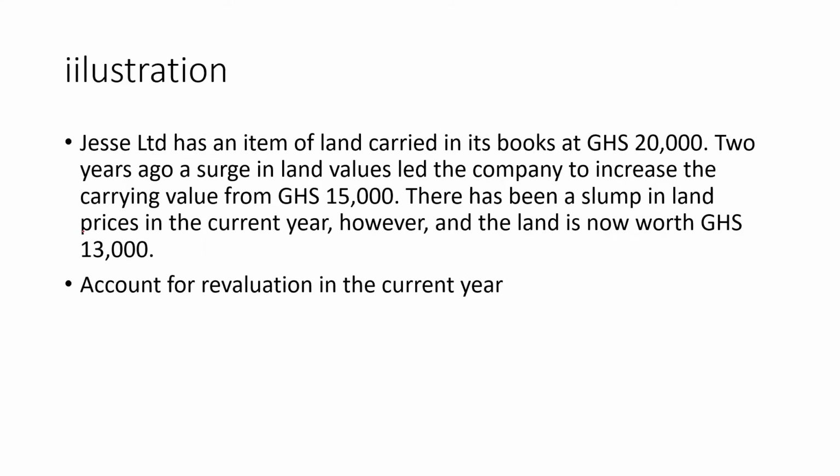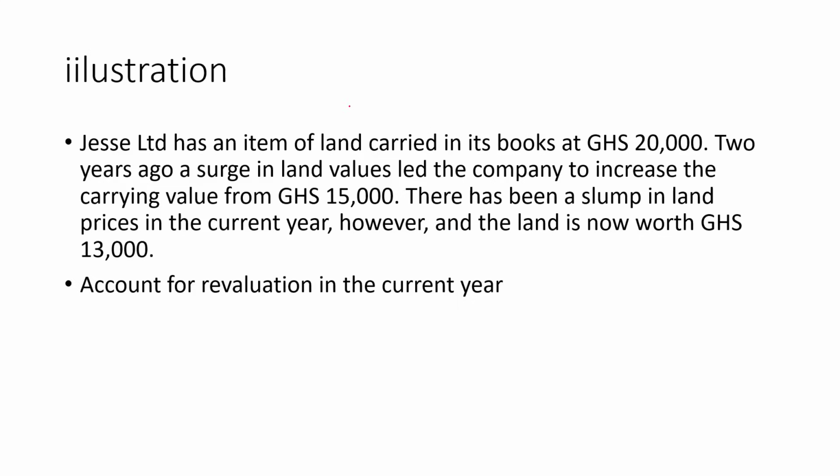Okay, madam. JC Limited has an item of land carried in its books at 20,000. 2 years ago, a surge in land values led the company to increase the carrying value from 15,000. There has been a slump in land prices in the current year, however, and the land is now worth 13,000. Account for revaluation in the current year.